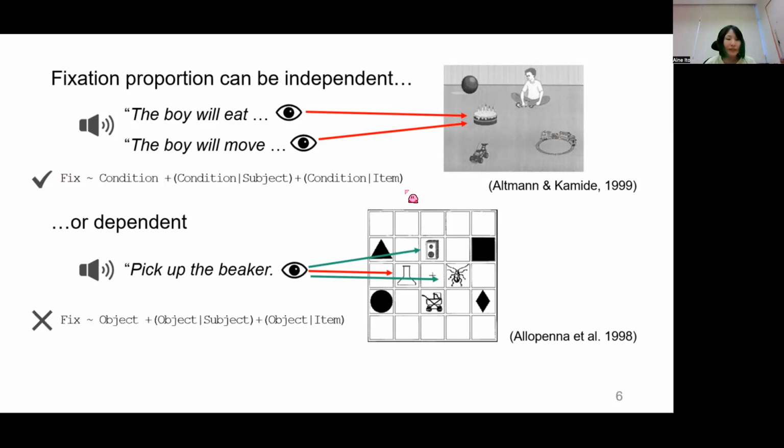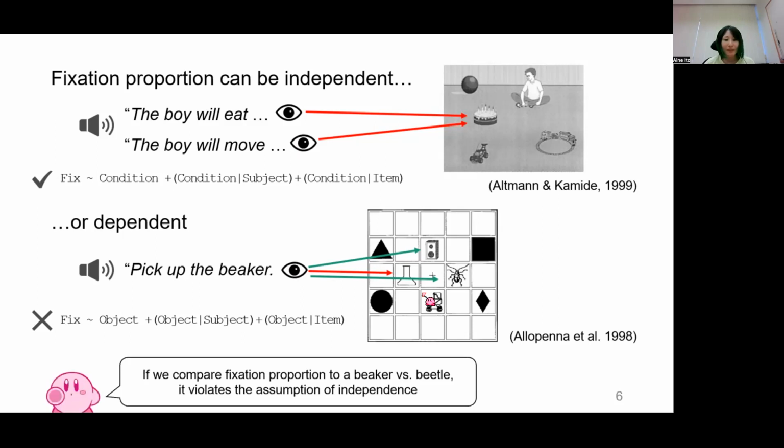But in the second case, we can't run a similar model like this. We can't run a model where fixation proportion is predicted by different objects, because again, the fixations on different objects are dependent. So there's some relationship between them. Okay.